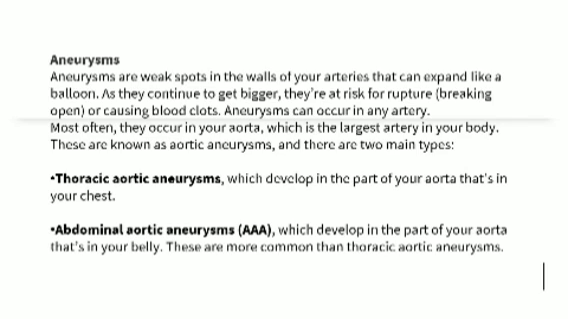These are known as aortic aneurysms and there are two main types. These are thoracic aortic aneurysm, which develops in the part of our aorta in the chest region, and abdominal aortic aneurysm, which develops in the part of your aorta that's in our belly. Abdominal aortic aneurysms are more common than thoracic aortic aneurysms.